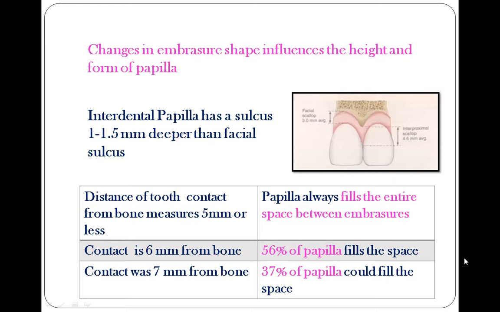Now there are three variations in the papillary height. If the distance from the tooth contact to the underlying bone is 5 mm or less, the papilla almost always fills the entire space and is aesthetically pleasing. Now if the same distance is 6 millimeters, that is, the contact point is further incisally, only 56% of the papilla fills up the space in the embrasures, and if the distance from the underlying bone to the contact point is 7 mm, only 37% of the papilla could fill up the space.